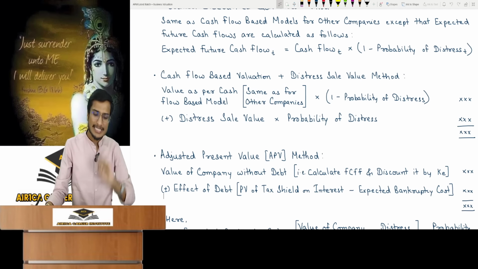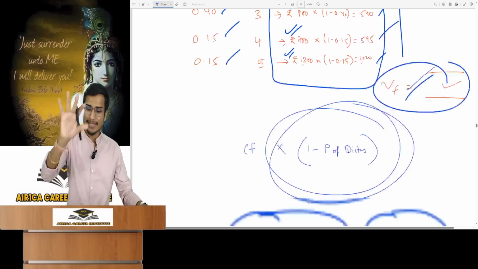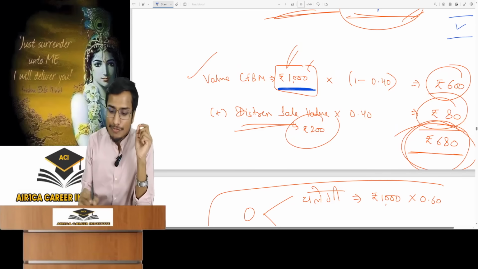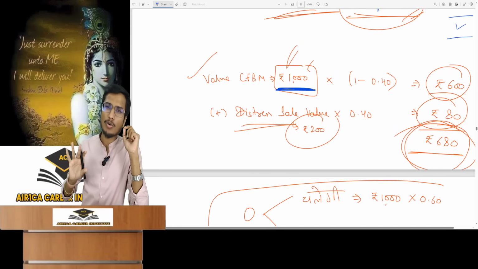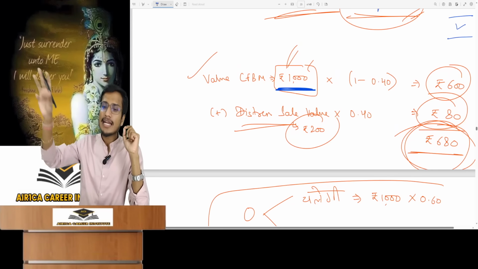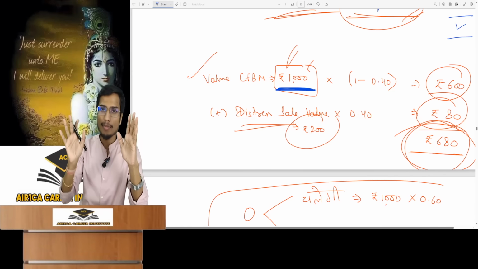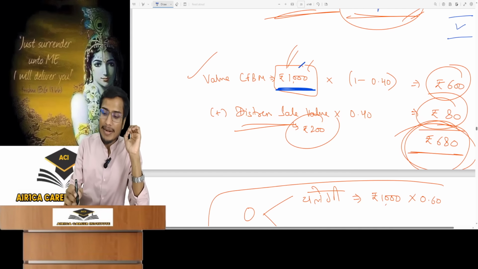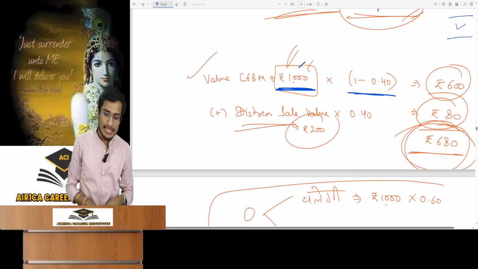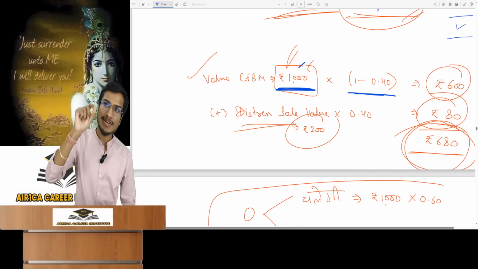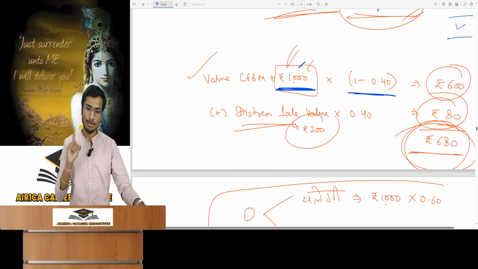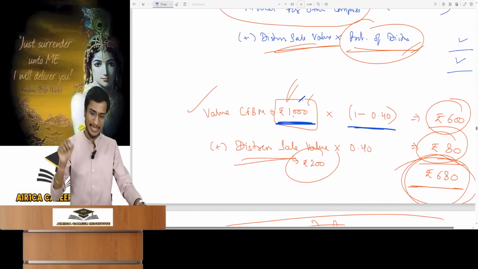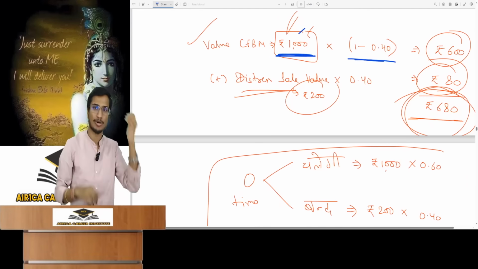Now let's understand its logic. Let me give you an example. The value calculated using the cash flow based model, for example 1000, was derived by calculating the PV of future FCFF using WACC, and this is the normal process you have followed. So it's the same process. Multiply this by 1 minus the distress probability. Now in this particular type of question, only a single probability of distress will be provided for this method. The previous method gave annual distress probabilities, but this method provides only one for time 0.